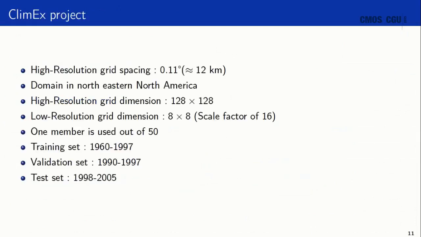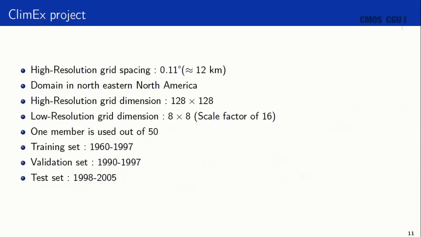Okay, now more about the data that we use. The high resolution grid has a spacing of 0.11 degrees, about 12 kilometers. We have a domain in North America. I'm going to show it in the next slide. The grid that we have is 128 pixels by 128 pixels. And we constructed our own low resolution data. I will explain how in a second. For the same domain, we have 8 by 8 low resolution grid cells. So it's a scale factor of 16, which is pretty close to the one used between the global climate model and the regional climate model.